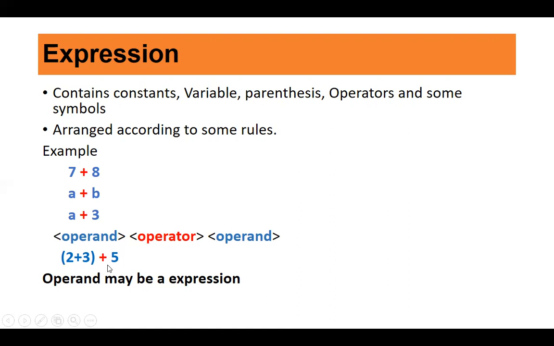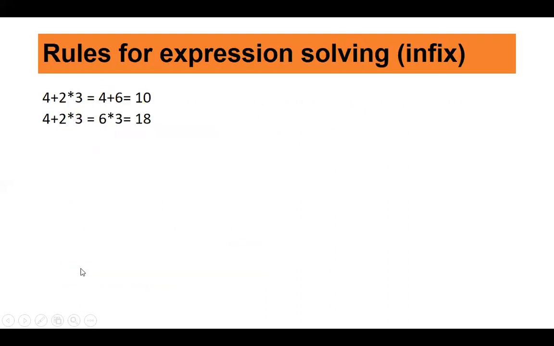So again, this is binary. So 2 plus 3 plus 5. Again, this is a binary operator where an operand can again be an expression. An operand can again be an expression. Fine. So what are the rules for expression solving?